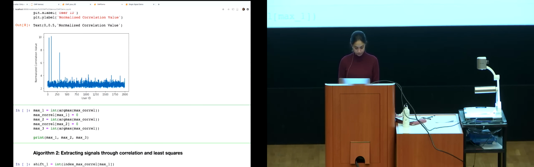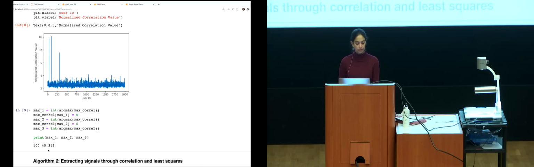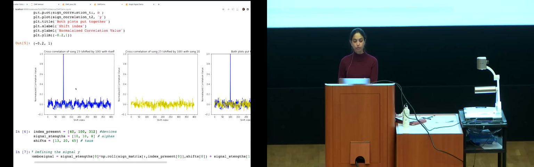And so we can figure out what the indices are for the 3 maxes we find. We see that the largest index is at shift 100, and the second largest one is at shift 40. The largest correlation is for device ID 100, the next one is for device ID 40, and the next one is device ID 312. Is it clear to everyone that this graph has a different x-axis from this graph?